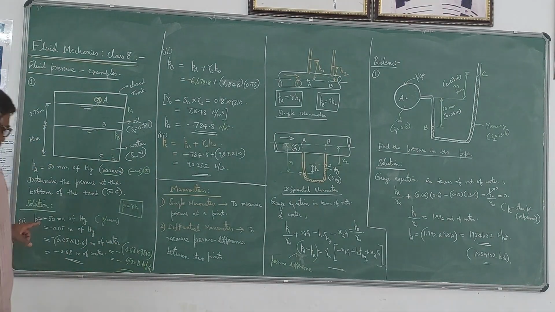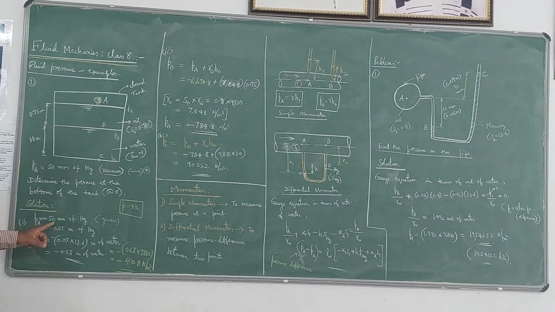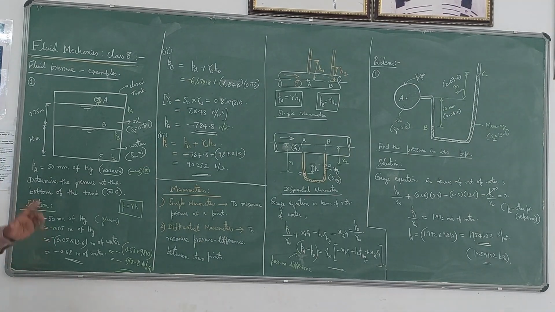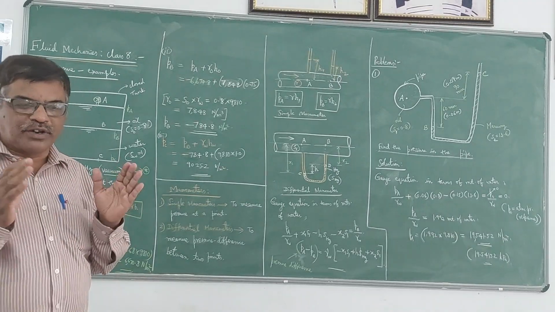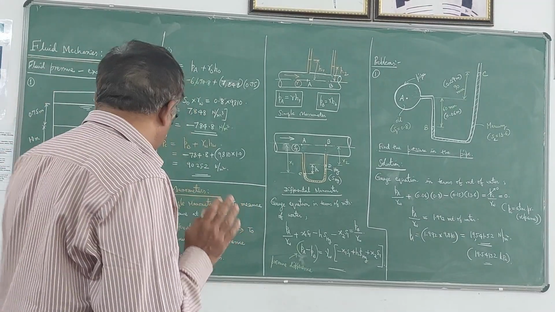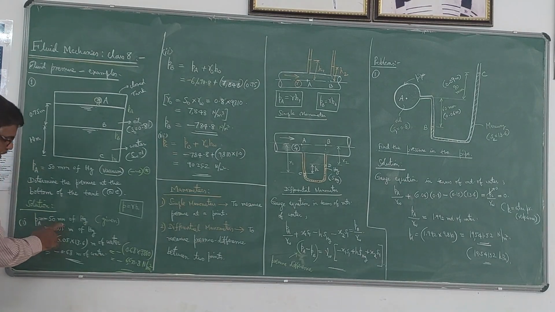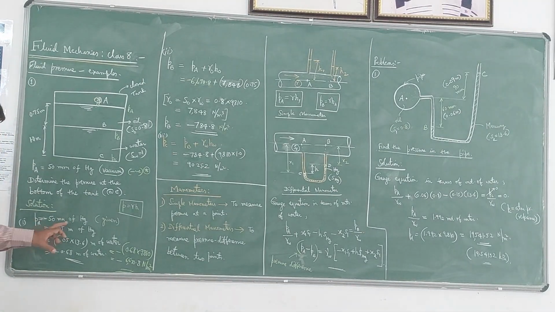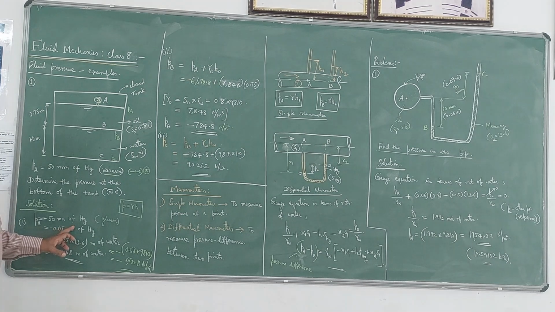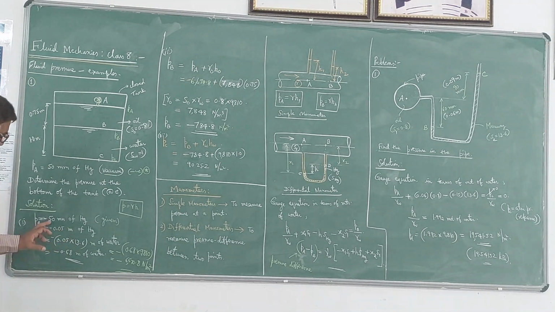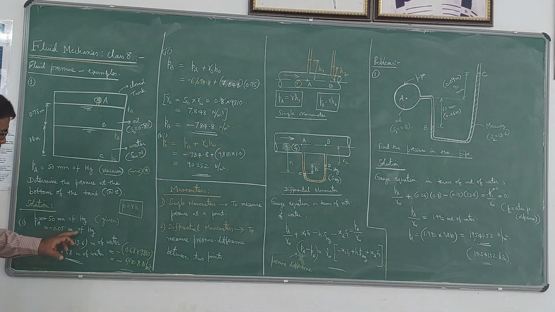All these expressions we are writing here for pressure are gauge pressure expressions. Now I will convert this in terms of water, because water is the common or reference fluid we can use for pressure calculation. If I want to convert this into meters of water, mercury minus 50 mm, that is 50 mm converted to meters, divided by 1000, means minus 0.05 meters of mercury.